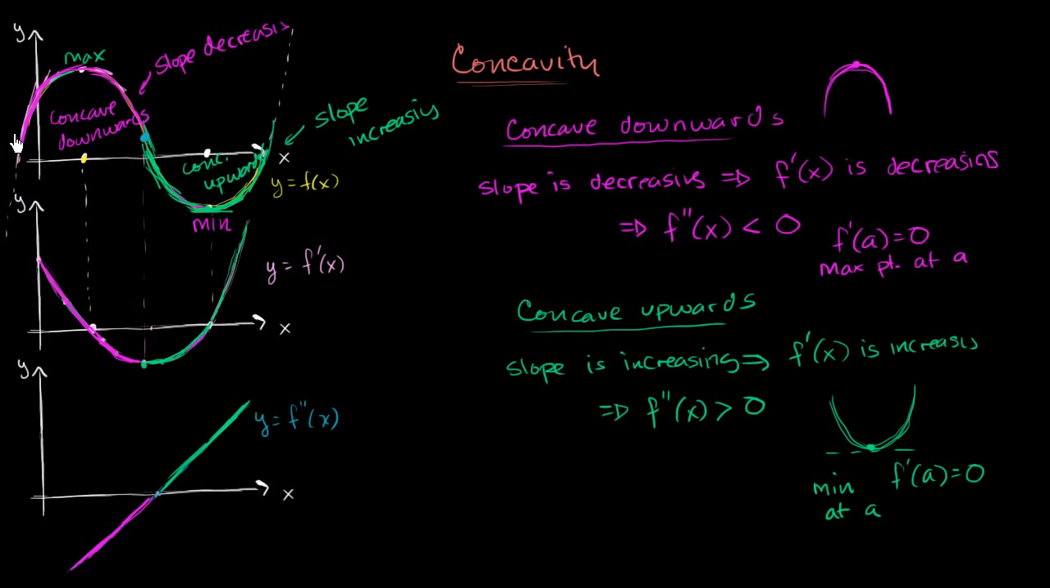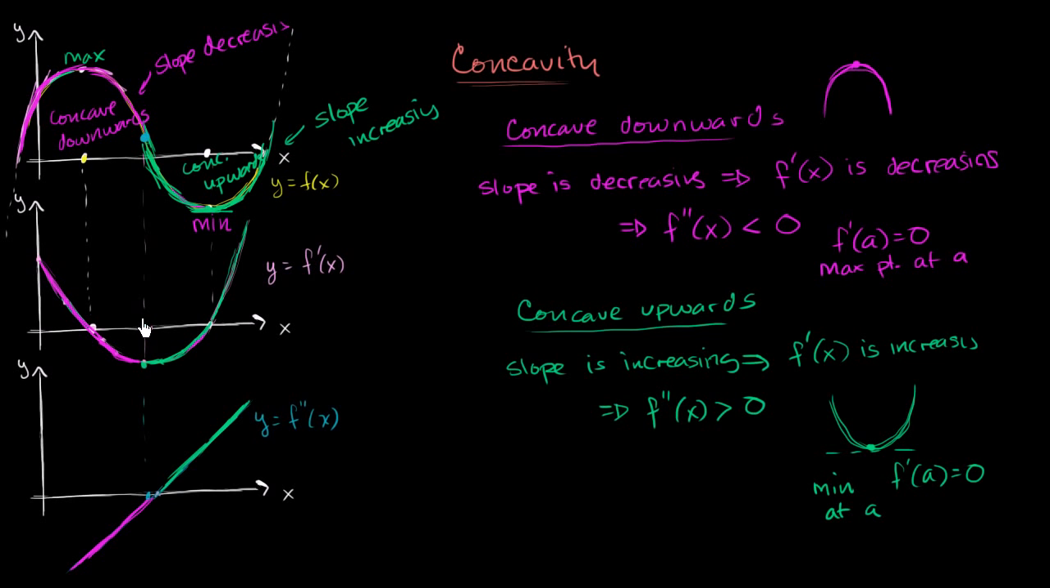Before that point, the slope was decreasing, and then the slope starts increasing. So that's one way to look at it. Right here in our function, we go from being concave downwards to concave upwards. When you look at our derivative at that point, our derivative went from decreasing to increasing. And when you look at our second derivative at that point, it went from being negative to positive.